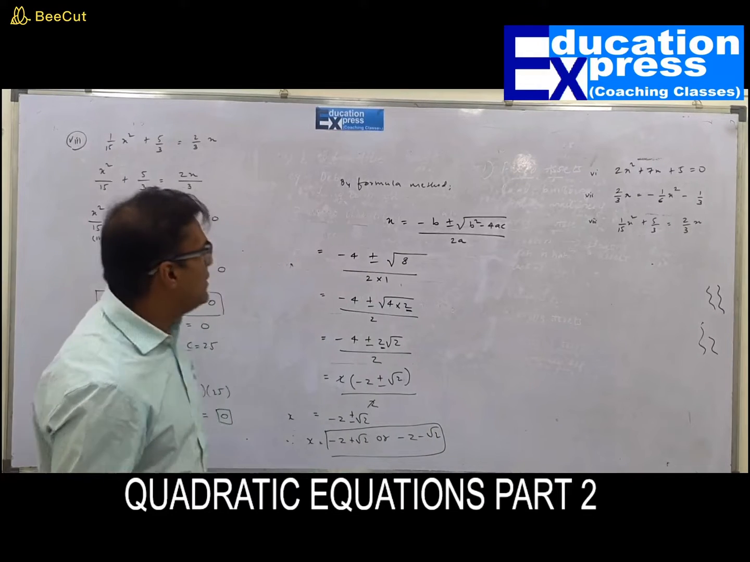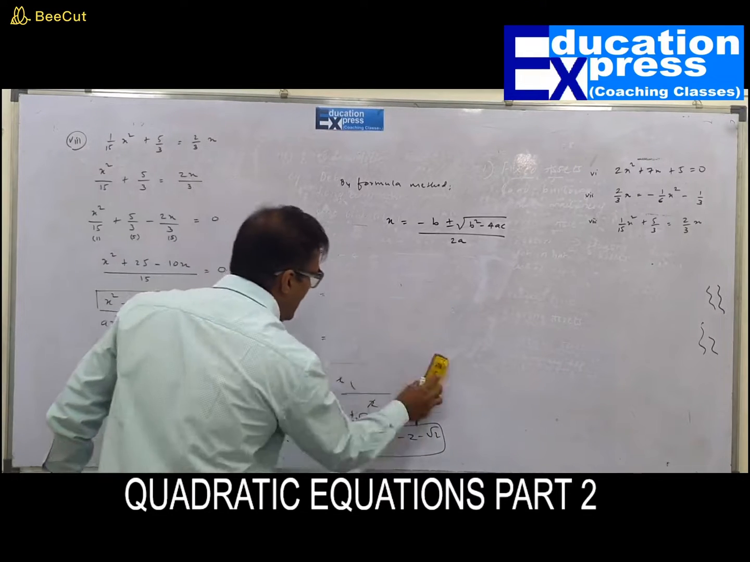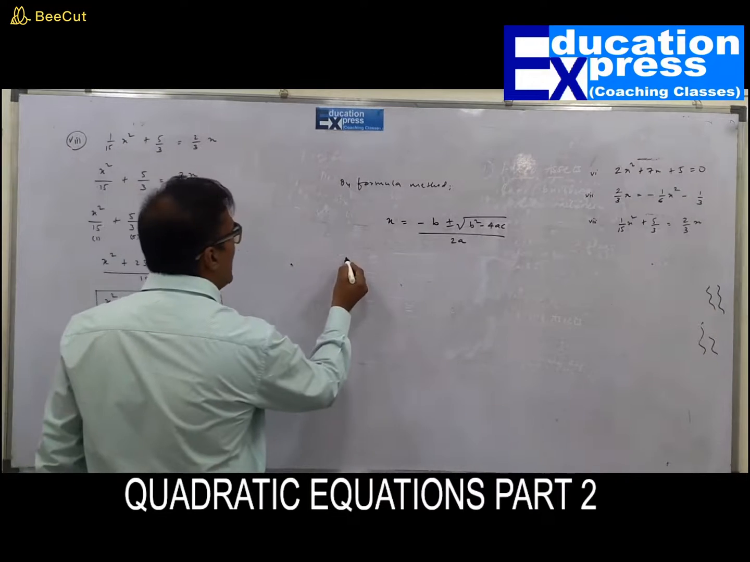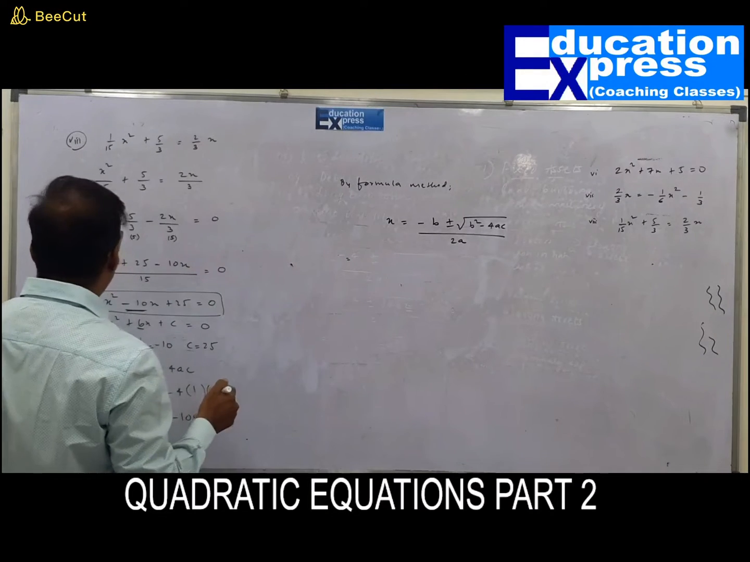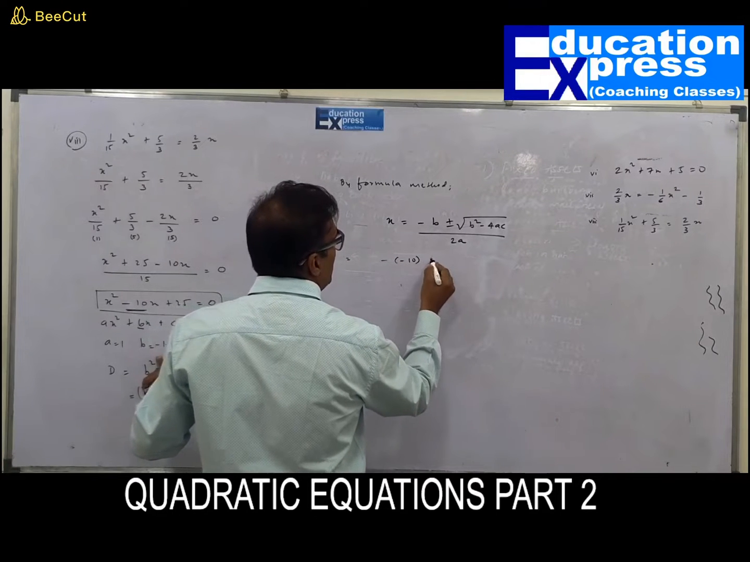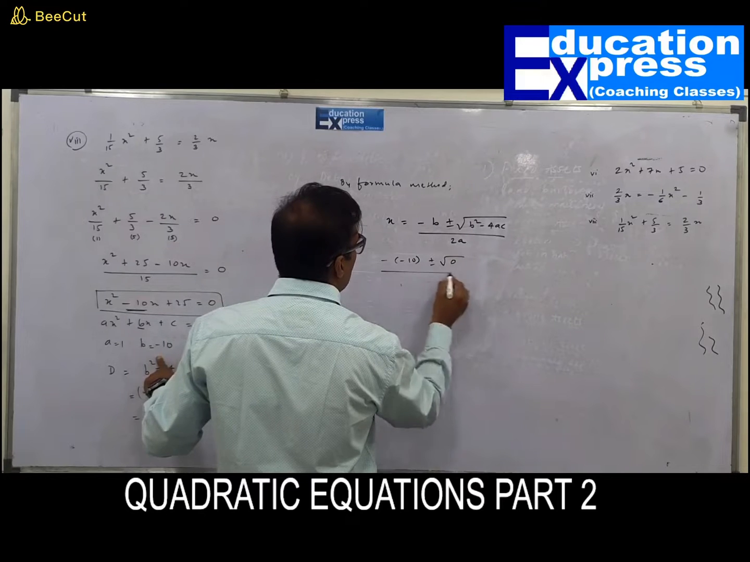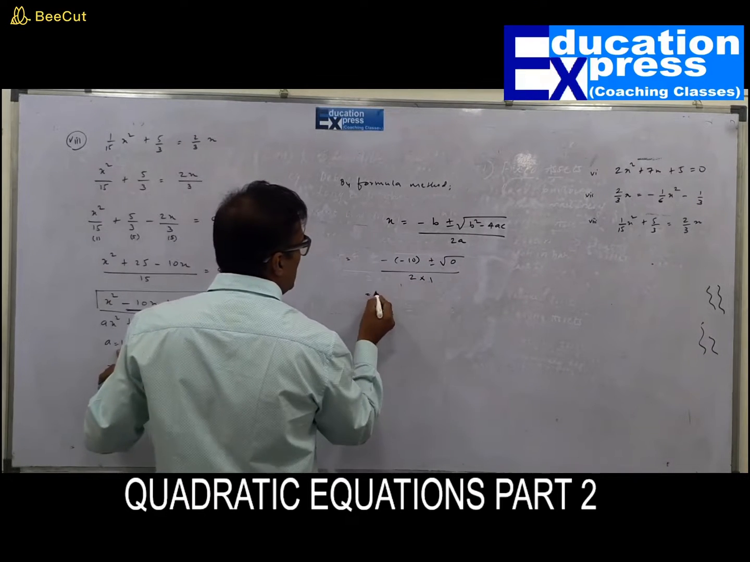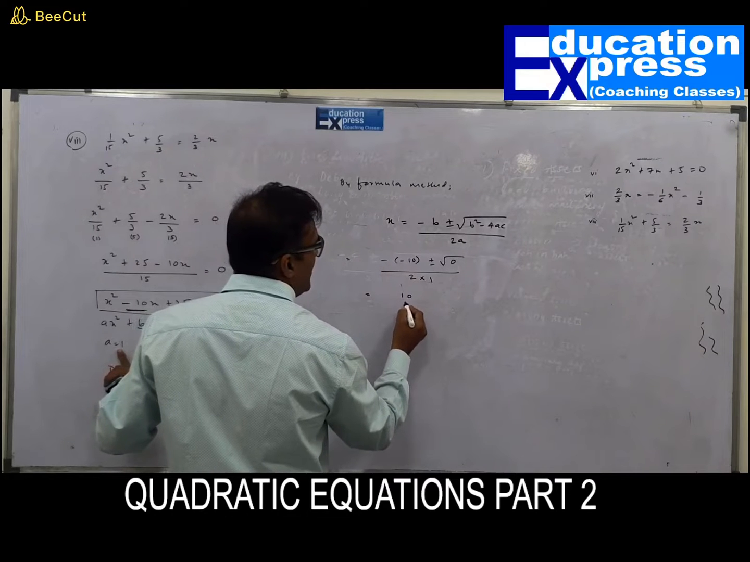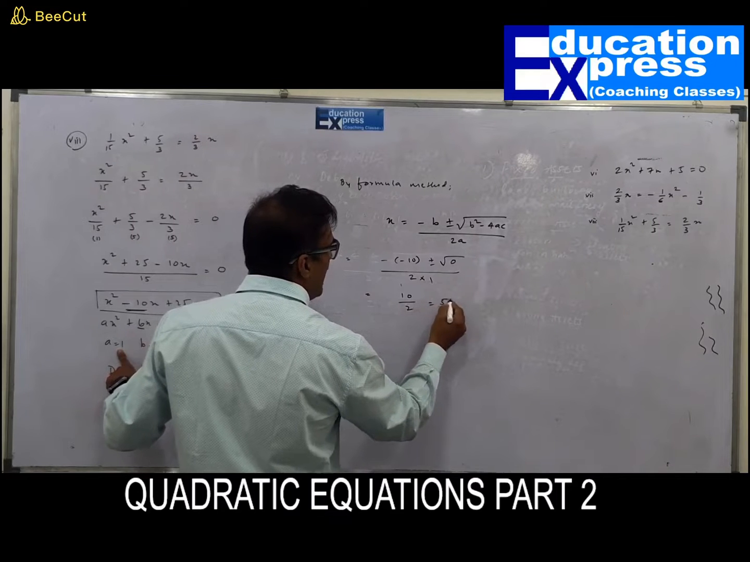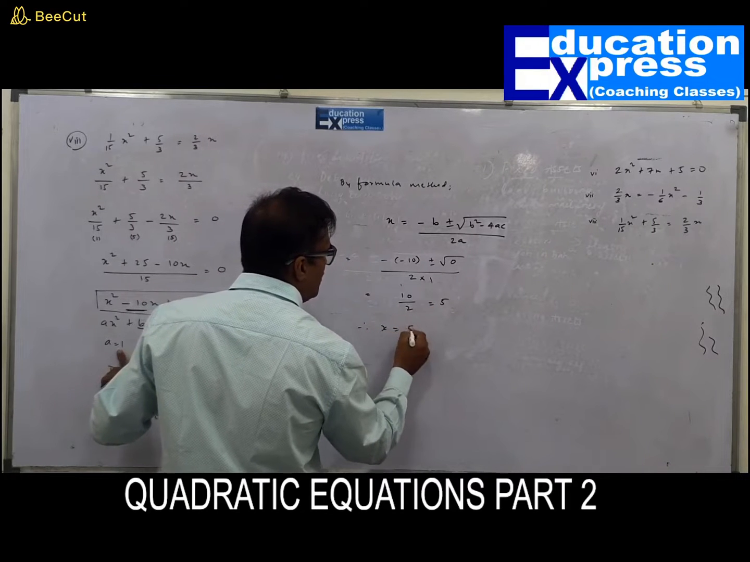So let us substitute the values of a, b and c in the given formula to arrive at the value of x. Minus b, minus minus 10, plus or minus square root of 0, the whole upon 2 into a. Value of a is 1. Minus minus, that means 10. 10 plus or minus 0 will remain 10. 10 upon 2, 5. Therefore, x equals 5.